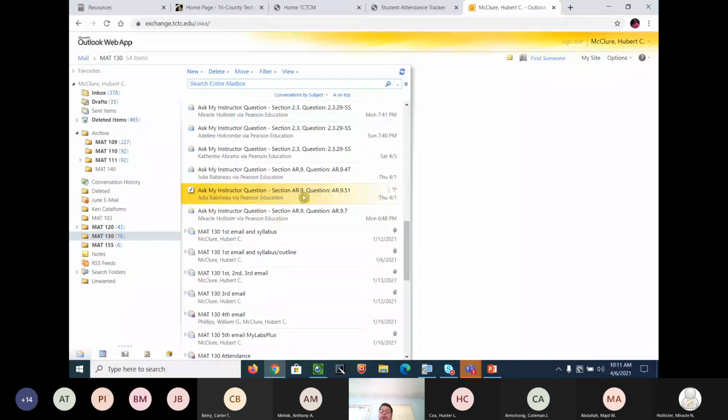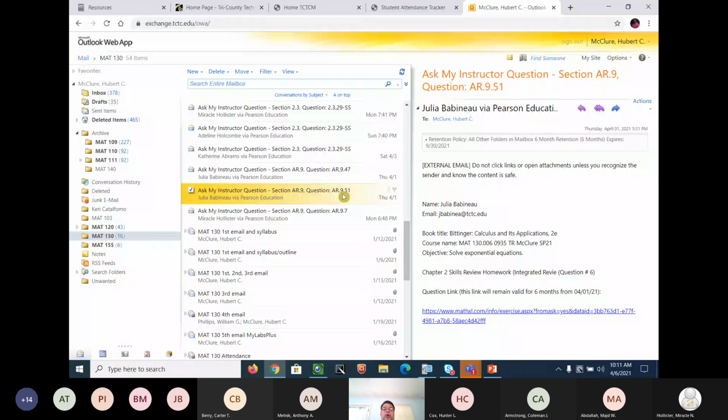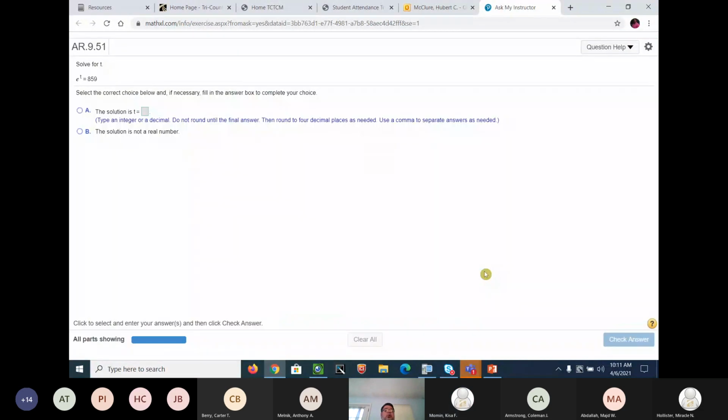9.51, number 6. So this is number 6. e to the t is equal to 859. Well, I guess you're supposed to solve it. So we're going to solve it. The first thing you got to do, you got to recognize what you got. e to the t is equal to 859.